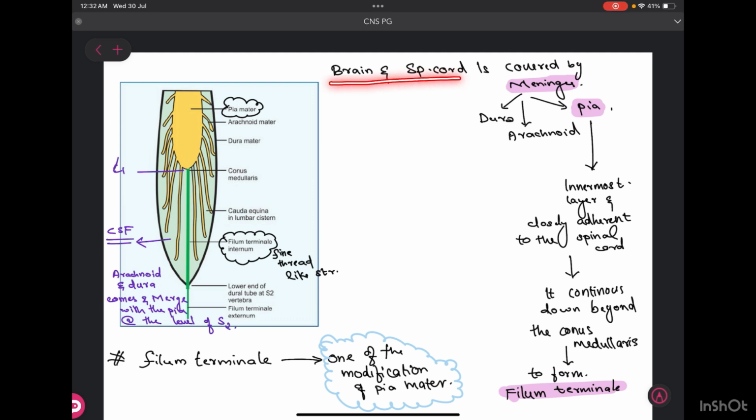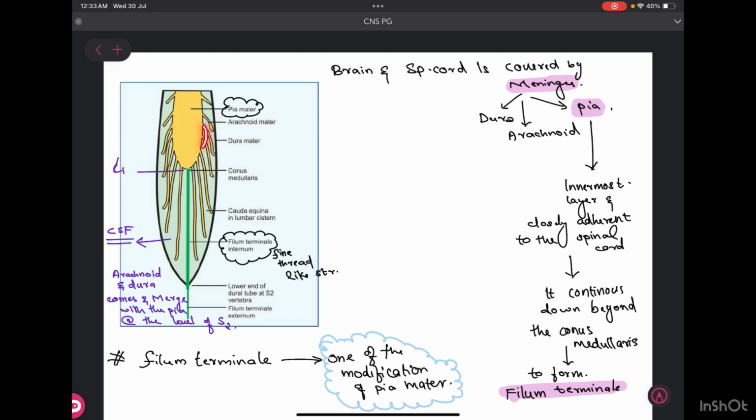The brain and spinal cord are covered by meninges. We all know that, right? What are the meninges? There are three layers: dura mater, arachnoid mater, and pia mater. The pia mater is the innermost layer, and it is closely adherent to the spinal cord. That much is clear, I guess. This pia mater continues down beyond the conus medullaris. Here we have the pia mater, and here we also have the arachnoid mater, and this is the dura mater.